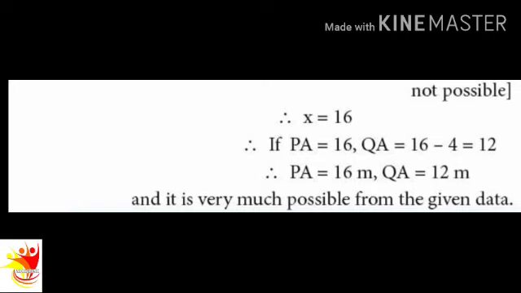If PA equals 16, now find QA. The QA value is x minus 4. We substitute x equal to 16: 16 minus 4 equals 12. Therefore, PA equals 16 meter and QA equals 12 meter, and this is very much possible from the given data. That's all.